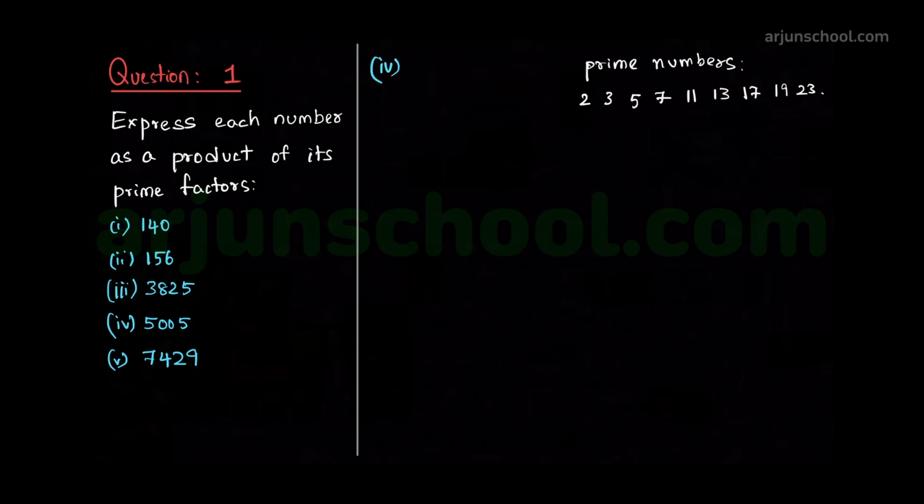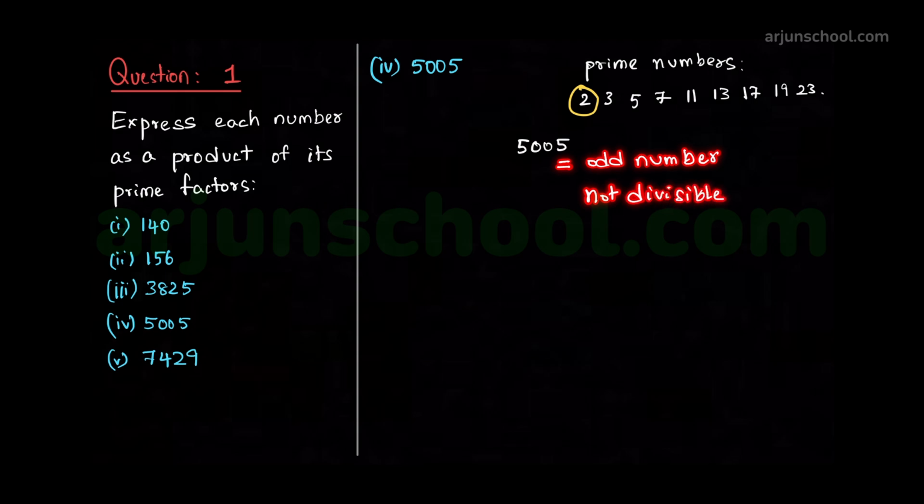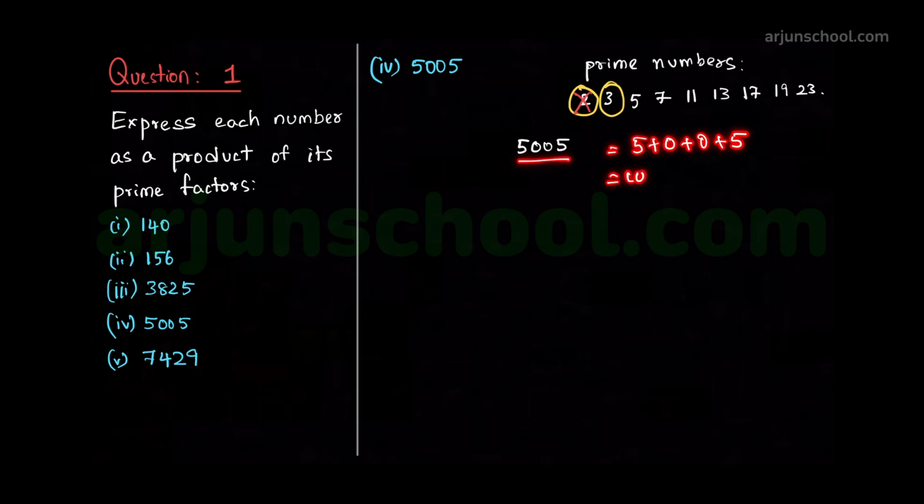Now we have the fourth problem, 5005. Let us check the divisibility by 2. 5005 is an odd number. Therefore, it is not divisible by 2. Let us check the divisibility by next prime number 3. The sum of the digits in the number 5005 is 5 plus 0 plus 0 plus 5 is equal to 10. Is not divisible by 3. Therefore, this is not divisible by 3.